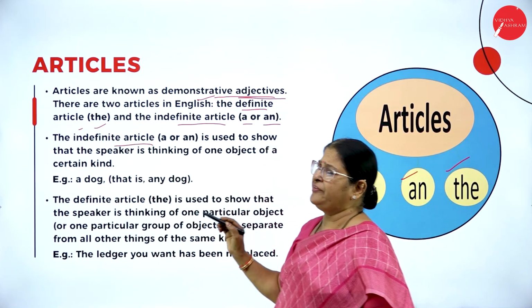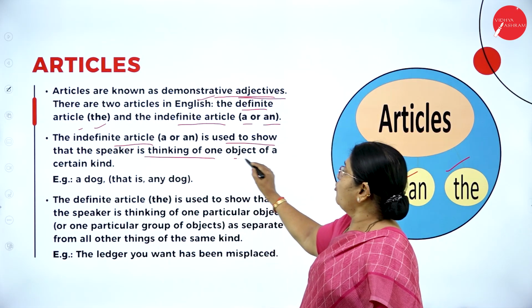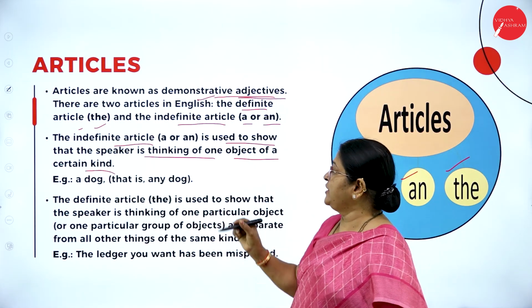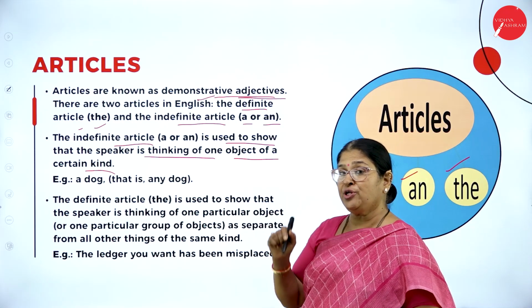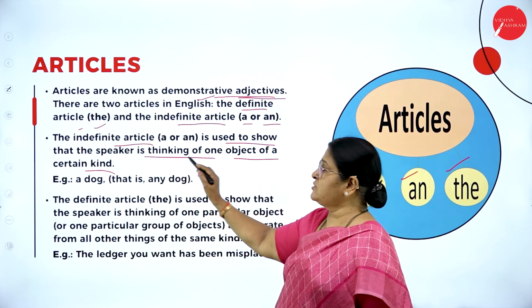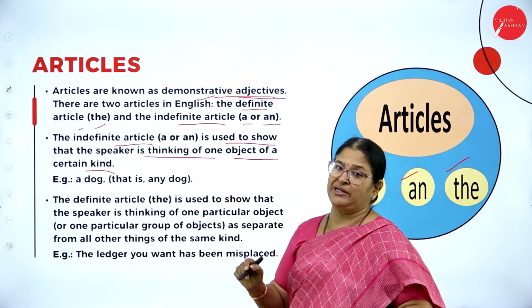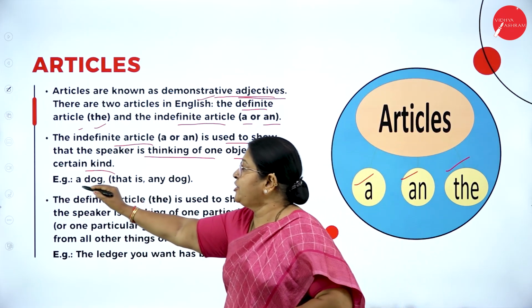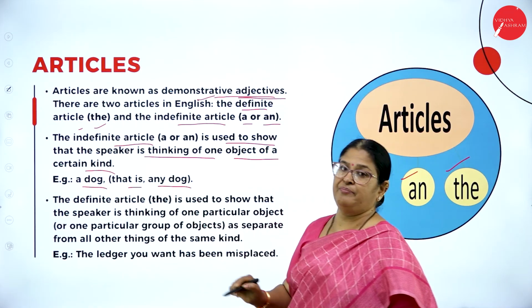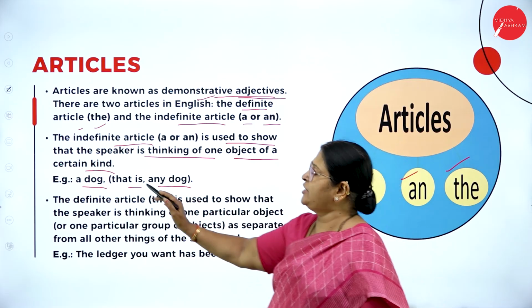Now the indefinite article a or an is used to show that the speaker is thinking of one object of a certain kind. So when do we use this indefinite article a or an? We use it in a situation where the speaker is thinking of one object of a certain kind. You will understand this better with a suitable example. A dog. Which dog am I talking about? That is any dog. So the speaker is thinking of one object of a certain kind, a dog.